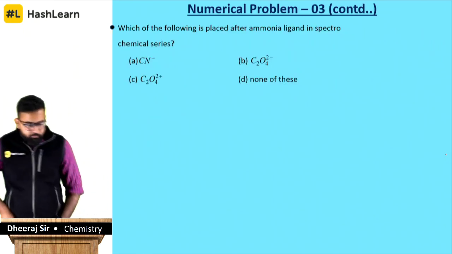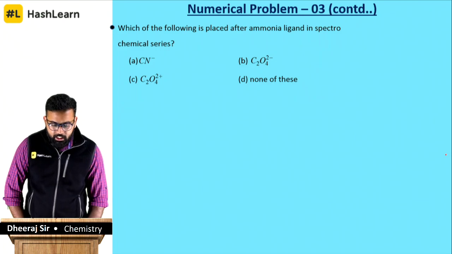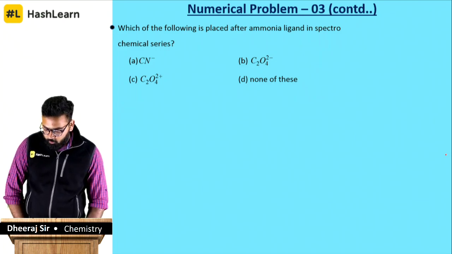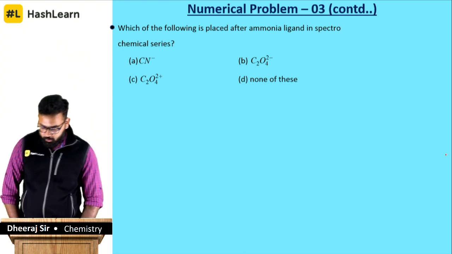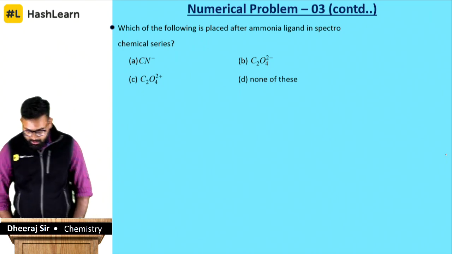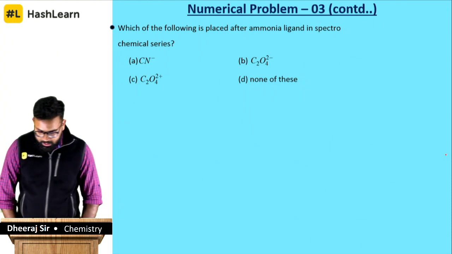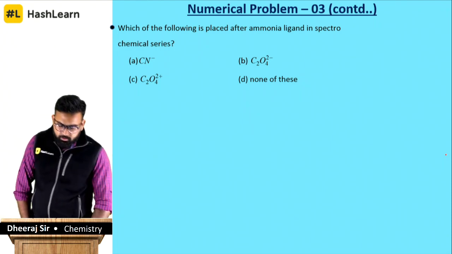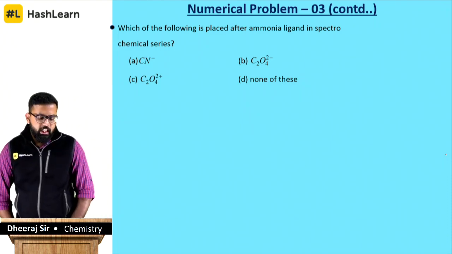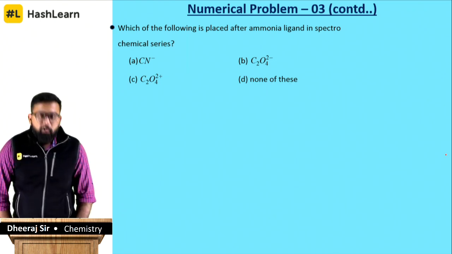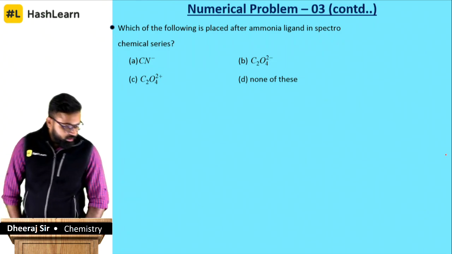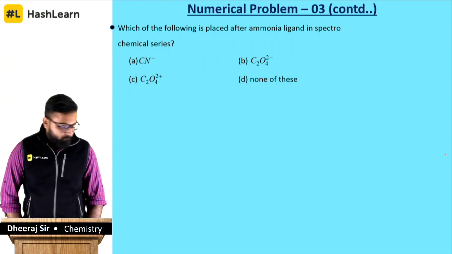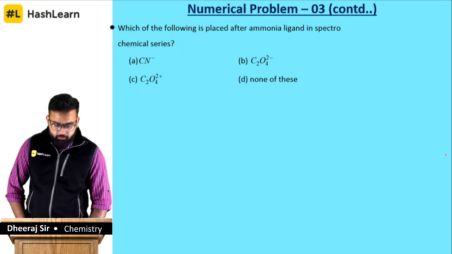Quickly give us the answer. The options are cyanide, CN minus, oxalate, C2O4 2 minus, C2O4 2 plus, and none of these. Which one is going to be the answer? Which of the following is placed after ammonia in this spectrochemical series? It's a little difficult to remember the entire series, but mind you, you can have questions like these as well. Therefore, it will force you to remember the species in the series. Pooja says A. Sakshi, give us the answer quickly.